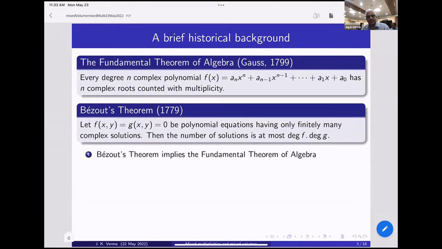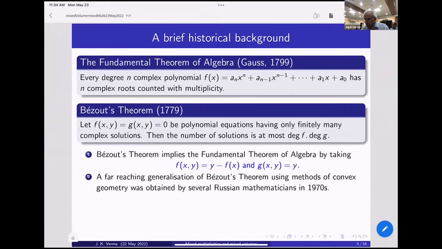Bézout's theorem implies the fundamental theorem of algebra because you just look at the curve y equal to f(x) and count the intersections with the x-axis. The degree of the curve y equal to f(x) is degree of f, and the degree of the curve defined by x-axis is 1. So Bézout's theorem implies the fundamental theorem of algebra very easily.